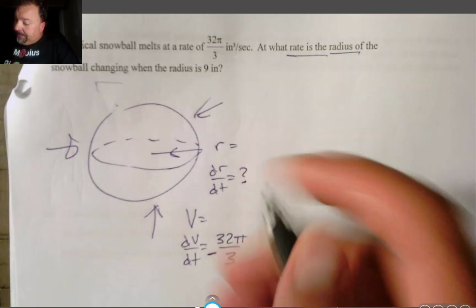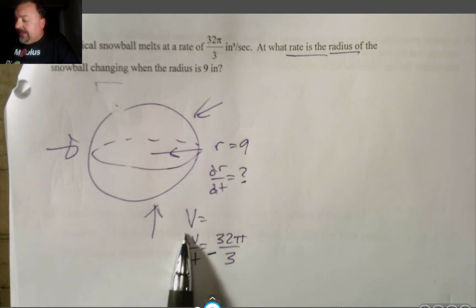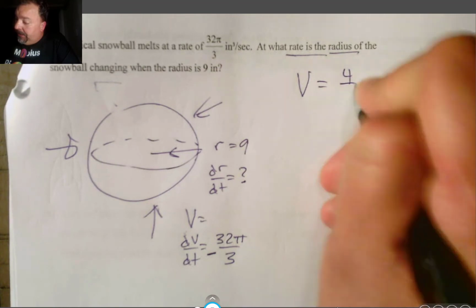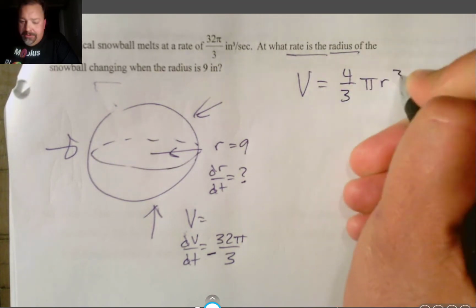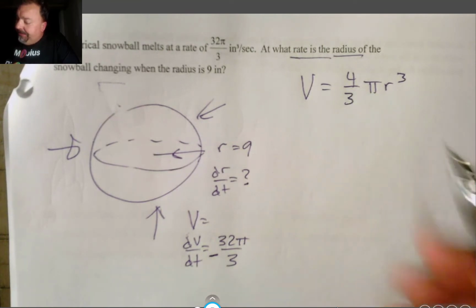And the radius at a particular moment is going to be 9. So how do we connect volume with the radius? Well, the formula for volume of a sphere is 4/3 pi r cubed. And now we can take the derivative.